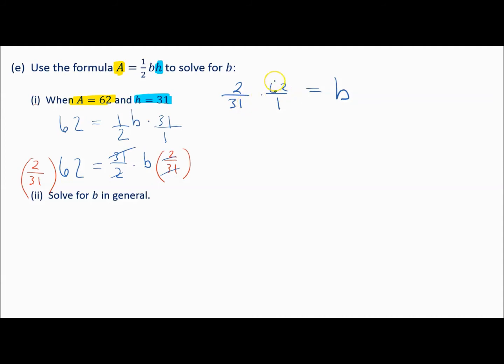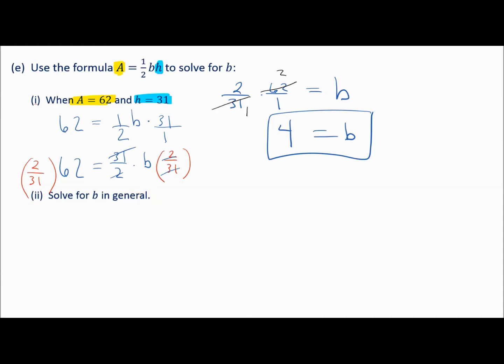Now I do notice that 31 and 62 have common factors of 31. So 31 goes into 31 once, goes into 62 twice. I have 2 times 2 is 4 in the numerator, and 1 in the denominator, and 4 over 1 we know is just 4. So B is 4. Now again, I'm going to revisit that in just a minute, but let's solve for B in general.